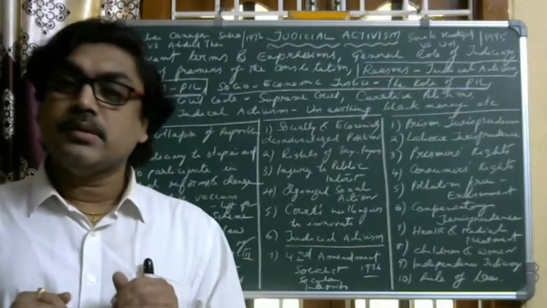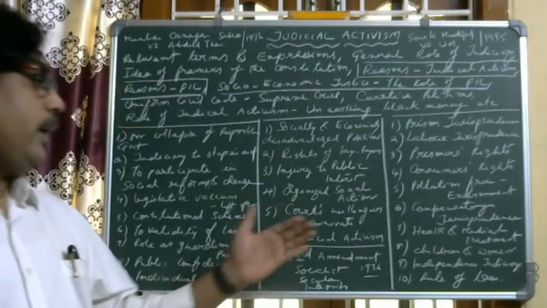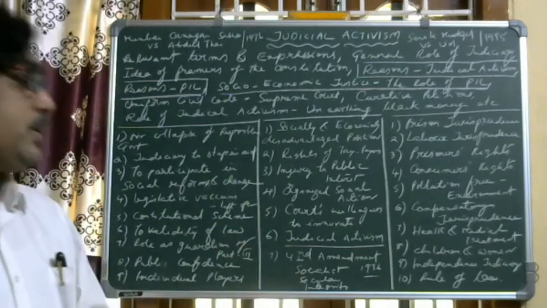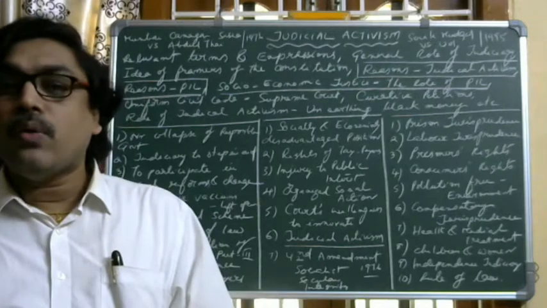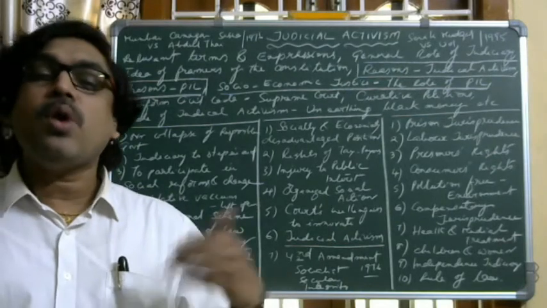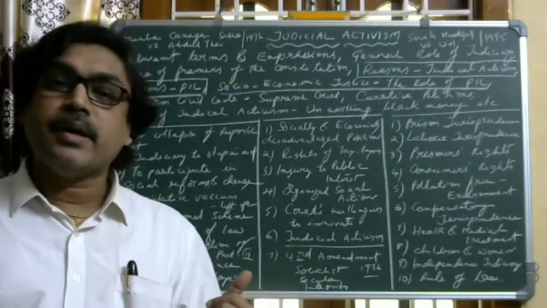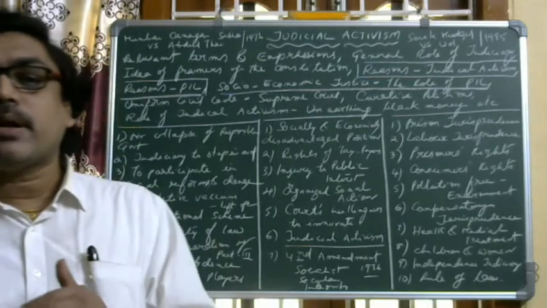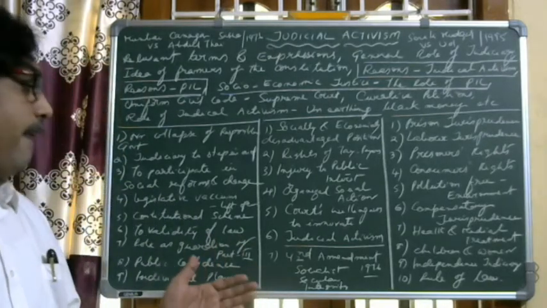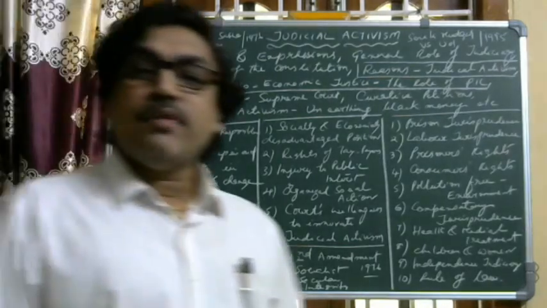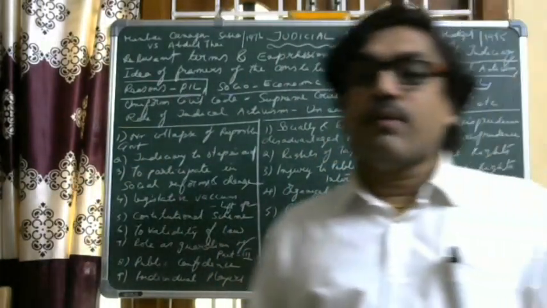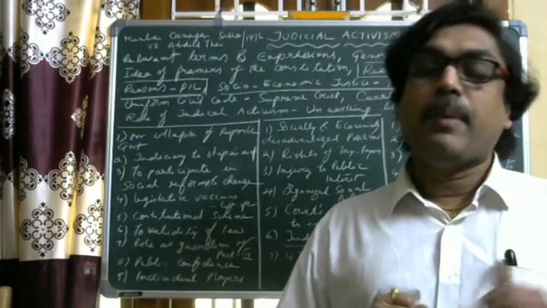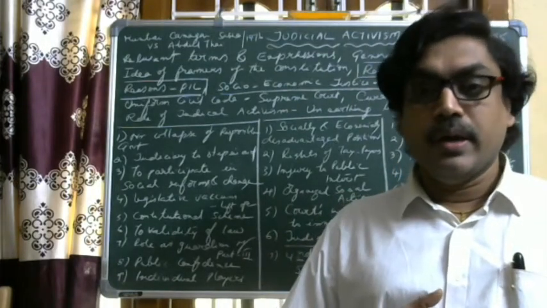organized social action is one more, and the court's willingness to innovate. The court's willingness to innovate is one more reason for the emergence of public interest litigation in India. And the judicial activism is also one of the reasons for emergence of public interest litigation in India.